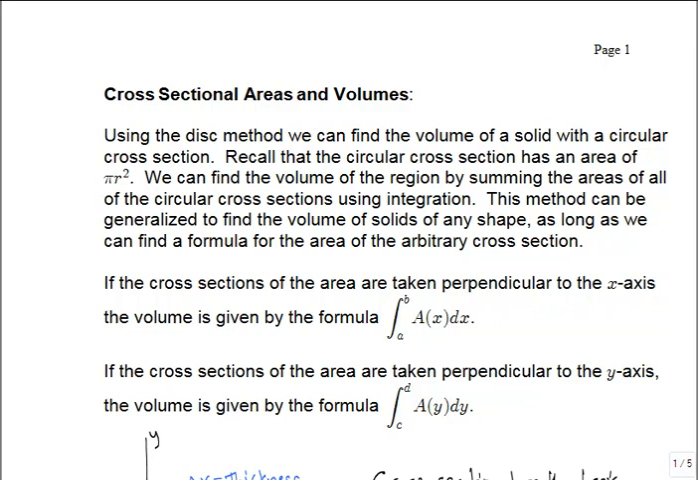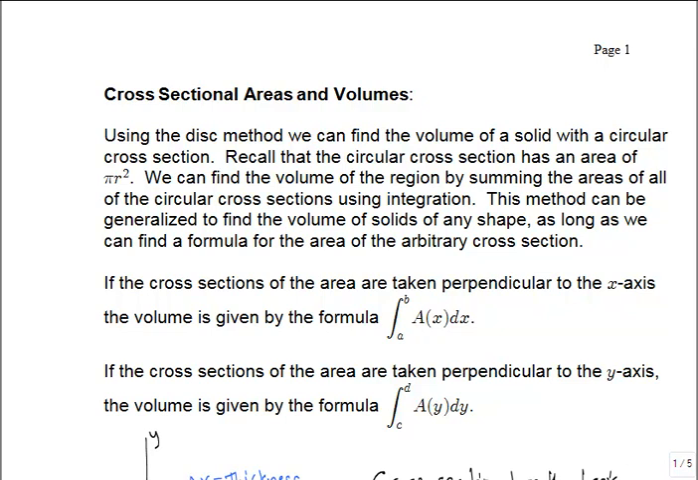Now remember from a previous video lecture that we can use the disk method to find the volume of a solid with a circular cross-section. We can also use washers to find the volumes of a solid that has a hole in the middle as well. Now recall that the circular cross-section has an area of pi r squared. And we can find the volume of the region by summing up the areas of all these circular cross-sections using integration. This method can be generalized to find the volume of solids of any shape as long as we can find a formula for the area of the arbitrary cross-section.